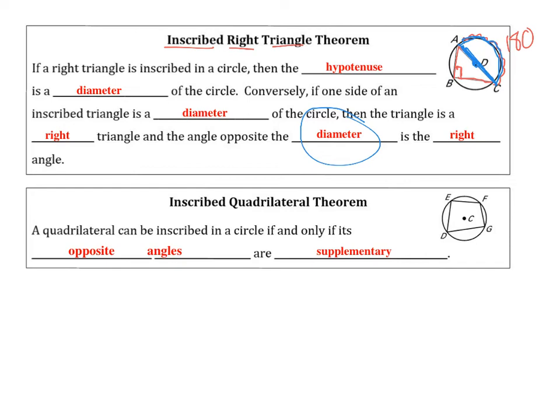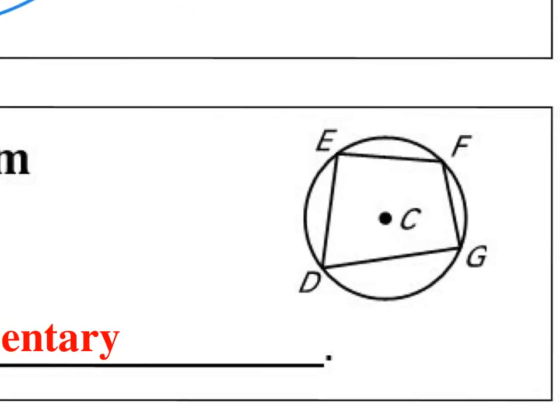Now, the second theorem is still dealing with an inscribed polygon, but now I'm talking about an inscribed quadrilateral. Let's take a close look at this picture. So in this picture, I have this inscribed angle, angle D, which opens up to this arc. Looks like a minor arc. And then on the other side, across from it, you have angle F, which opens up to this whole arc here.